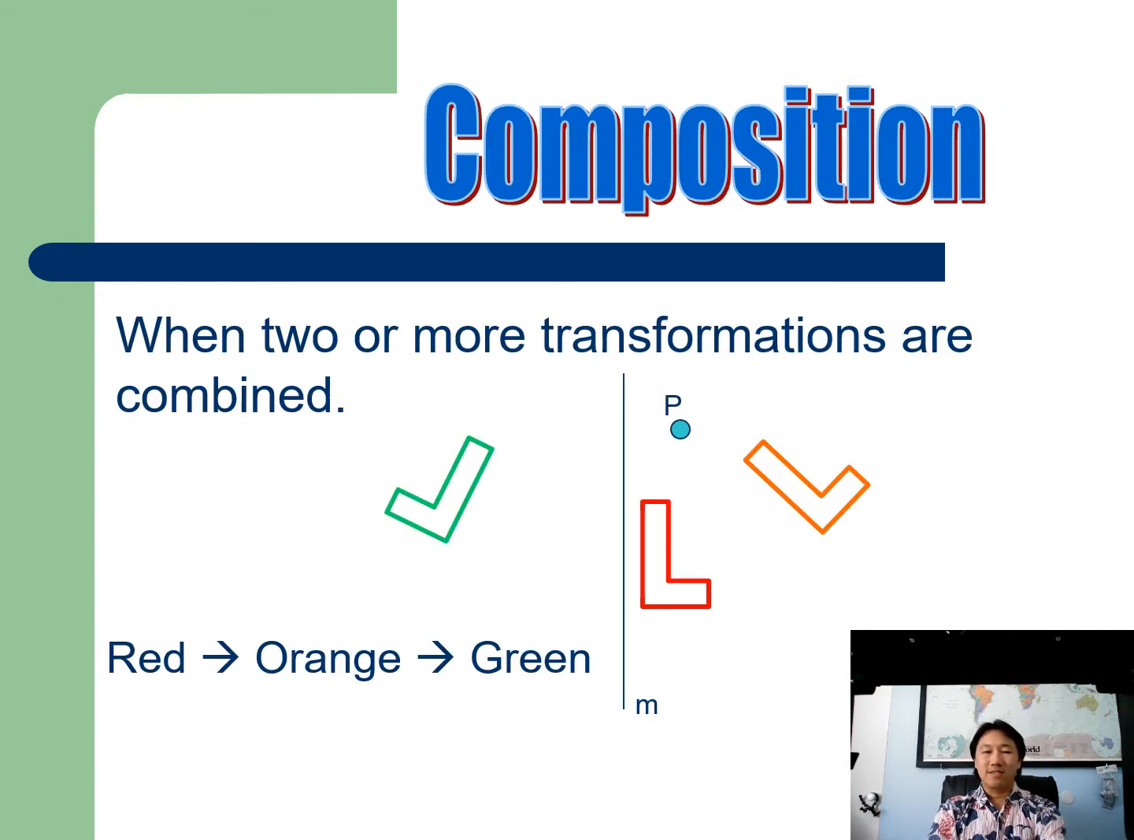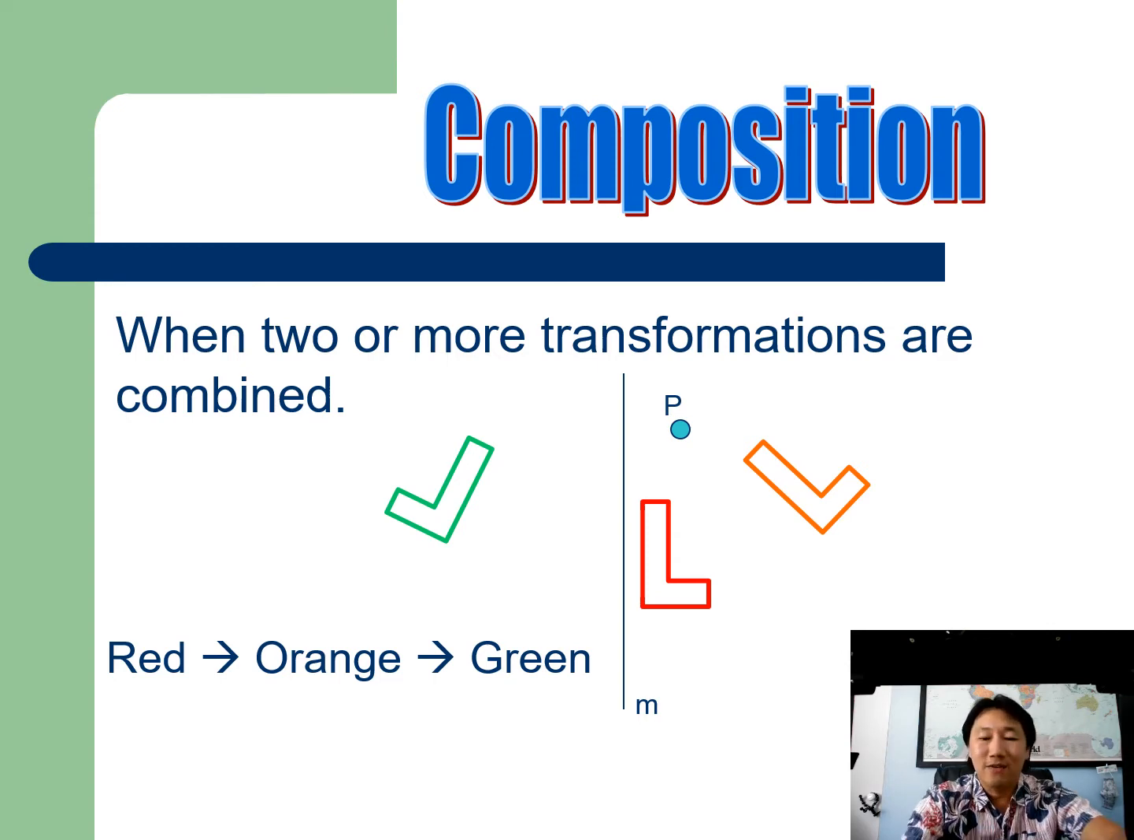All right, so let's see. A composition is when two or more transformations are combined. So again, we're combining the whole lesson. Let's see. This one asks you go from the red L to the orange L to the green L. All right, so let's see what happens.